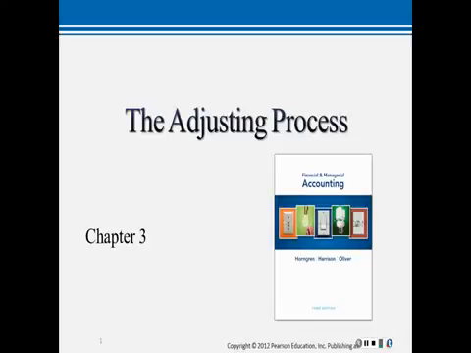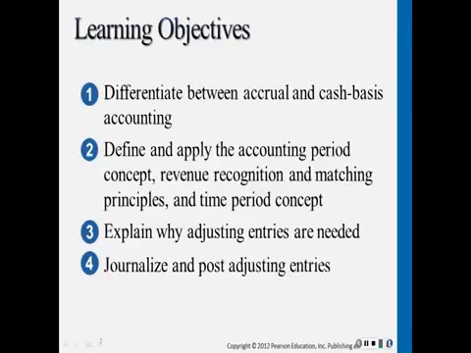Chapter 3 will explain the adjusting process. The objectives of this chapter include to differentiate between accrual and cash basis accounting, define and apply the accounting period concept, revenue recognition, matching principle, and time period concept. Explain why adjusting entries are needed and journalize it and post adjusting entries.